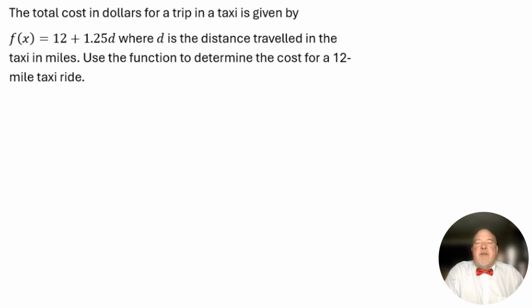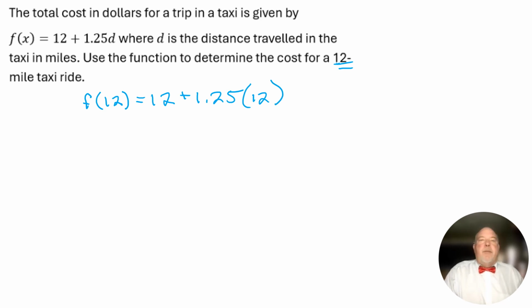So I'm going to write this in function notation just for practice because I know students don't always like it. Instead of writing y, I'm going to write f of 12 because 12 is what I'm plugging in. So that's where that 12 came from, it was here. So that's my input, 12. And so 12 plus 1.25 times 12. So I multiply 1.25 times 12.